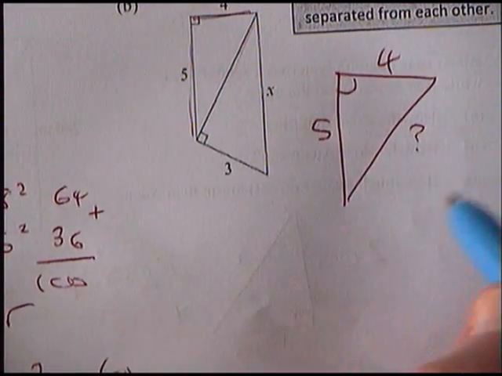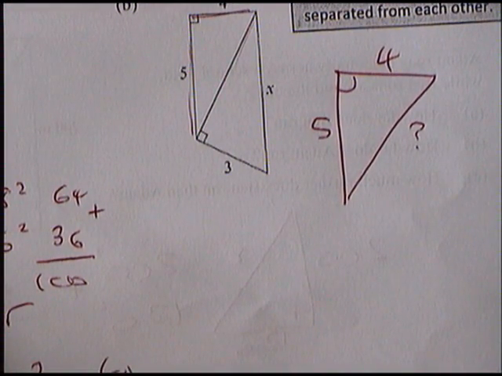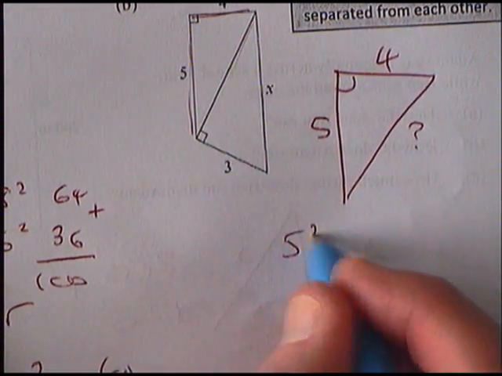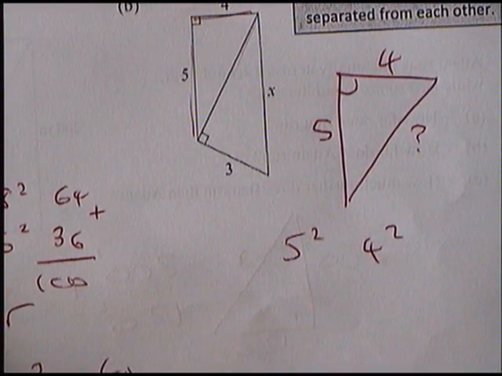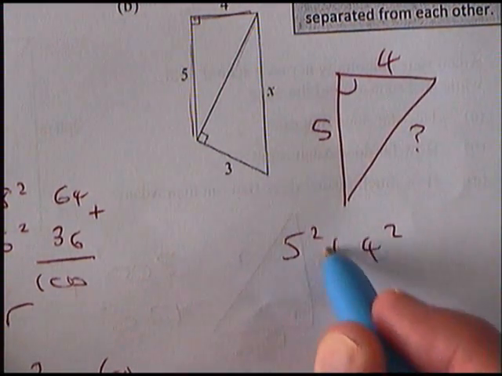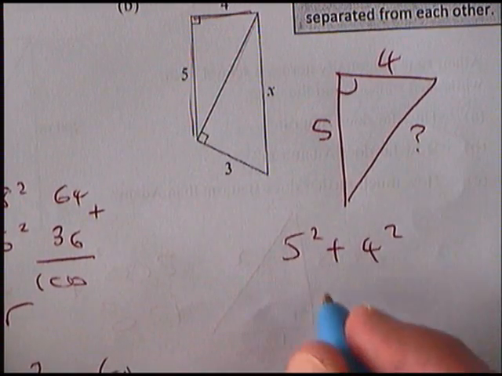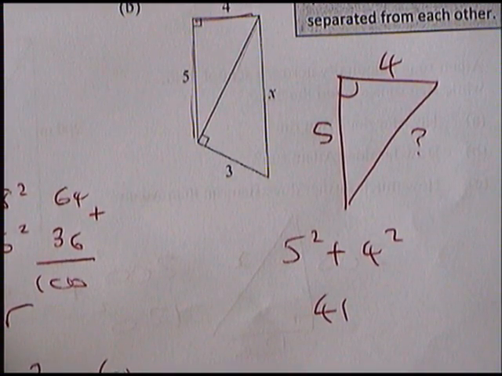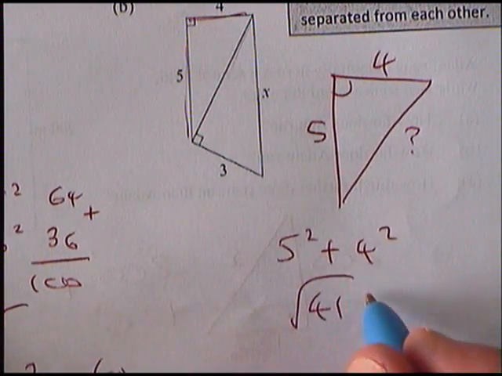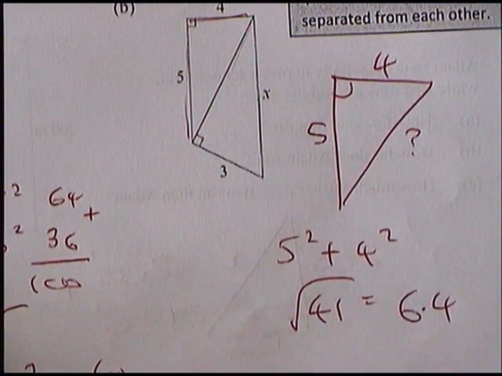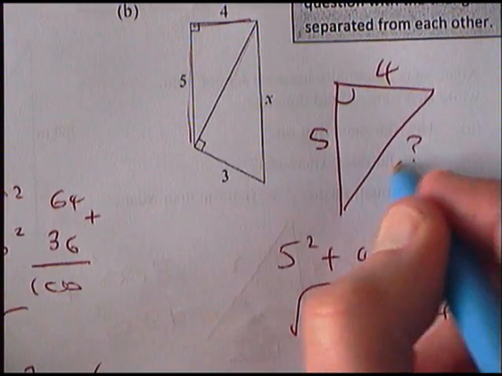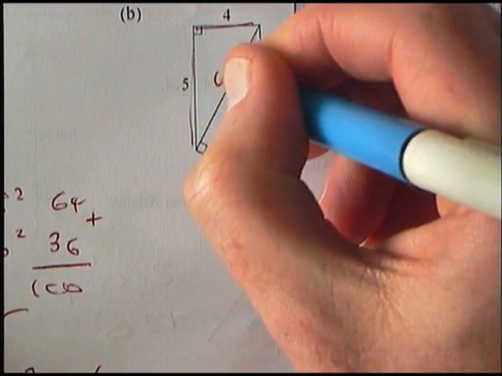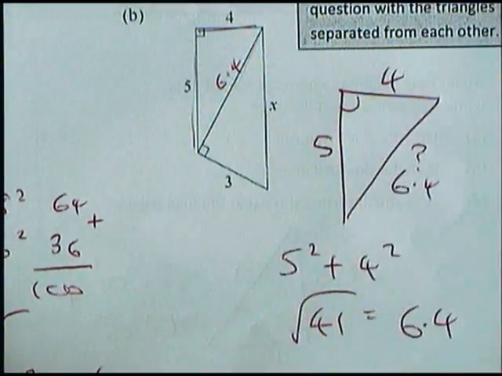Luke, what do I do to find this mystery side? 5 squared and 4 squared. Yep. Do I add or do I take? Add. Because I'm finding the longest side. That's correct. When you do that, you get 41. What do I have to do next, Luke? Square root. Square root 41. Good. And when you square root the 41, you get 6.4. So I know this is 6.4, and that goes on that line there.